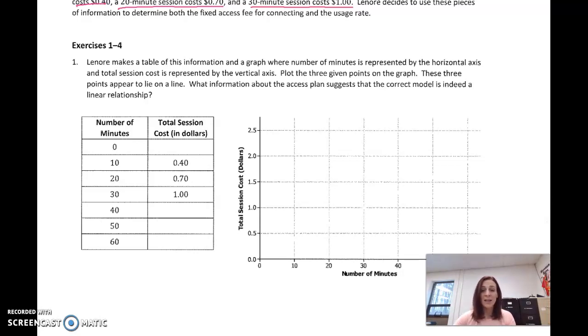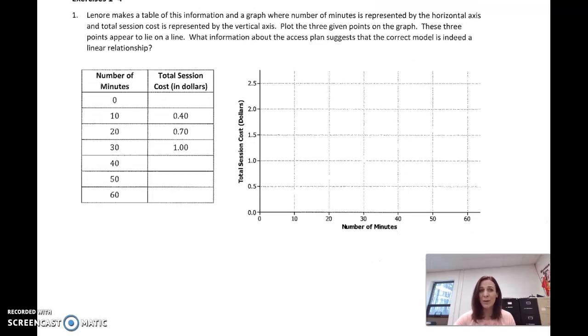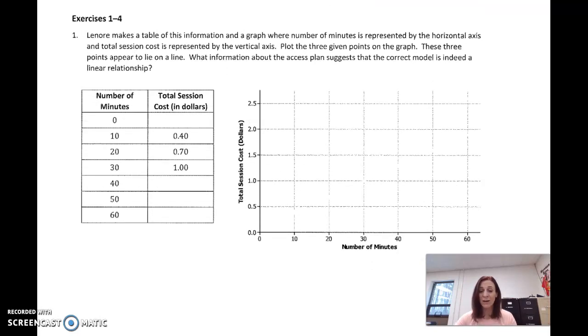And it says, make a table and a graph where the x-axis is the number of minutes. That's really, really common, right? We're going to put our independent variable, our time, on the x-axis, and the y is going to be the cost. Plot the 3 given points in the graph. All right, we can do that. Because remember, these are x values, these are y. So these 3 that we know here, at 10 minutes, she was at 40 cents.